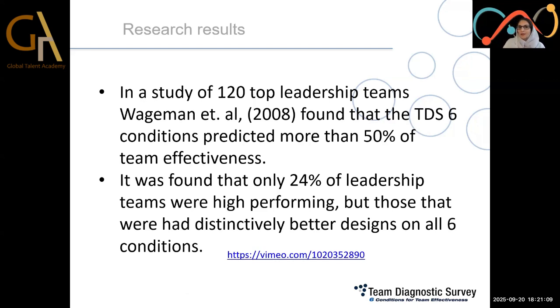Stunning, right? Imagine, 76% are not performing well. We're talking about leadership teams, not normal teams. We're talking about senior leadership teams. So this is shocking, because if you have companies, 76% of these companies' senior leadership teams are not performing well. But those who were had distinctively better design on all 6 conditions. And now I am going to talk a little bit about design.